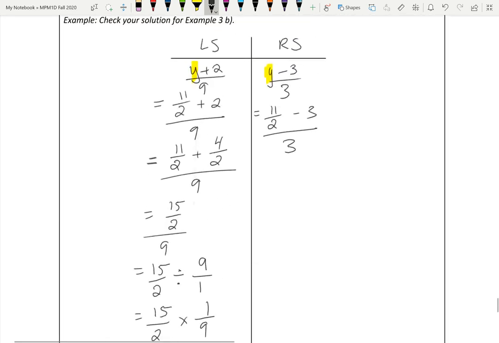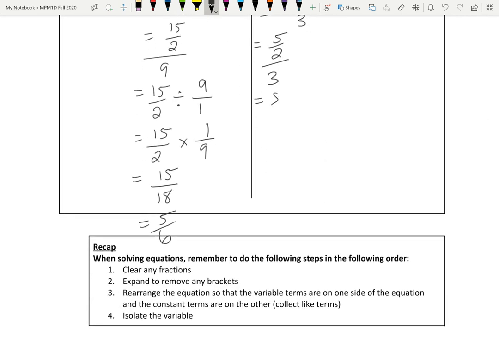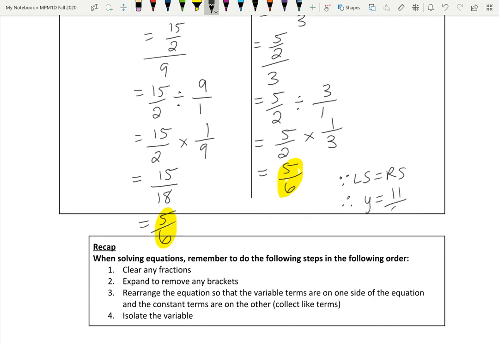Let's see if we get 5 over 6 on the right side. Again, in my numerator I have a fraction and a whole number, so I'm going to convert my negative 3 into a fraction with the same denominator as 11 over 2. And that's all divided by 3. So 11 minus 6 is 5 over 2, which is then divided by 3. Another way of writing that is like this. When you're dividing fractions, you take the reciprocal of the second fraction and then multiply. 5 times 1 is 5, 2 times 3 is 6. And we did end up getting the same answer on both sides. So we did get the correct value for y, which is 11 over 2.